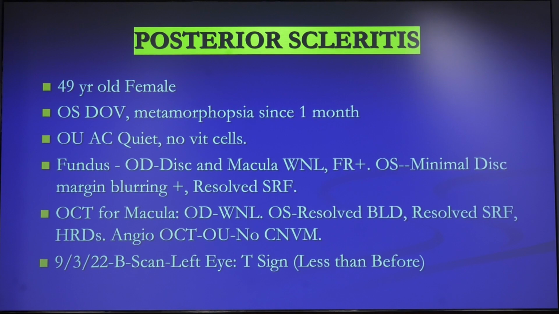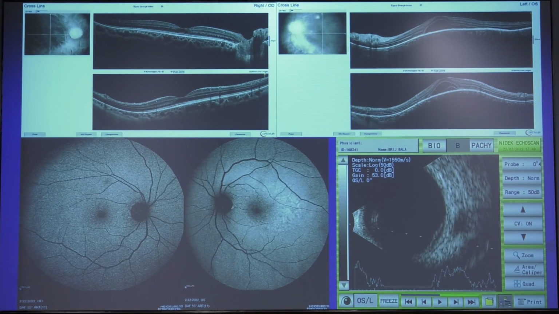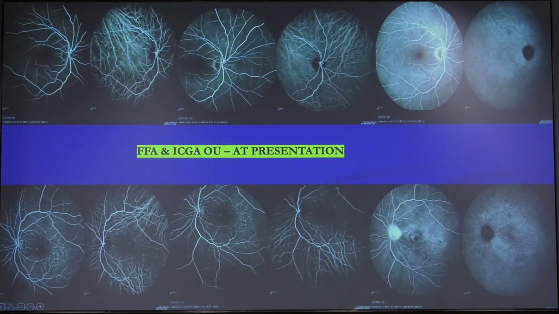Posterior scleritis, 49-year-old female, metamorphopsia since 1 month, right eye disc and macula normal, left eye minimal disc blurring and resolved SRF. OCT was normal in the right eye, and left eye had a bacillary layer detachment to start with, but then resolved over time. There was no CNVM, so this is what the patient presents with. You can see here that it's a kind of a mound, and there is some SRF with the bacillary layer detachment in the left eye. On the ultrasound, you can see an exudative component of the retinal elevation.